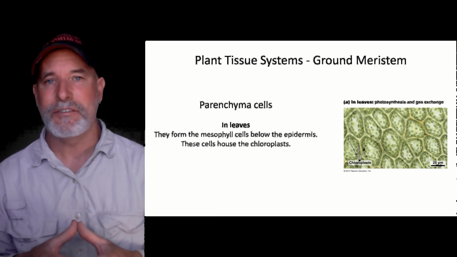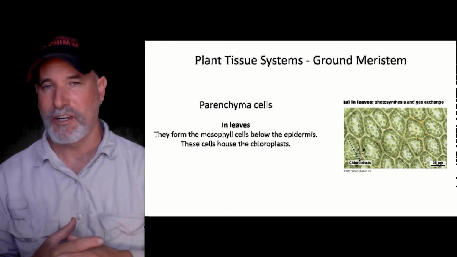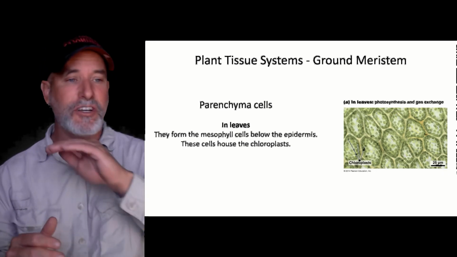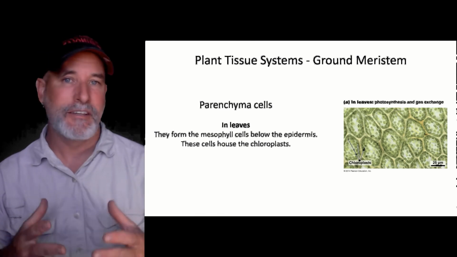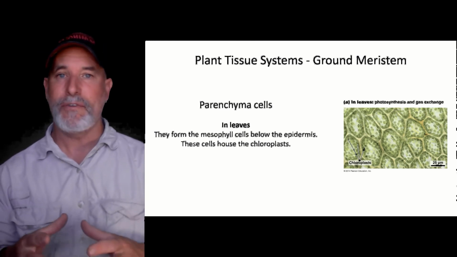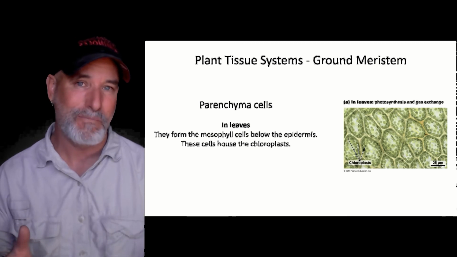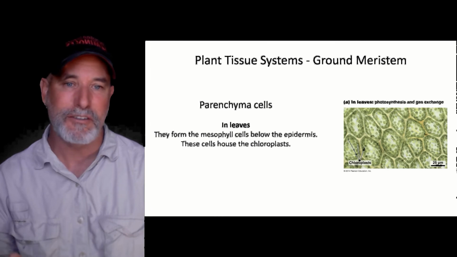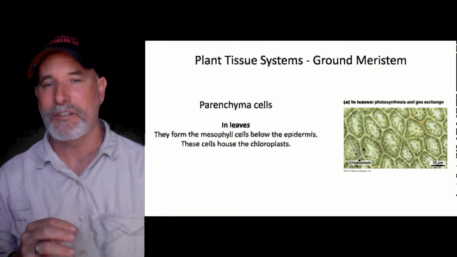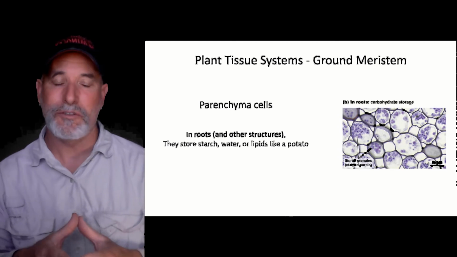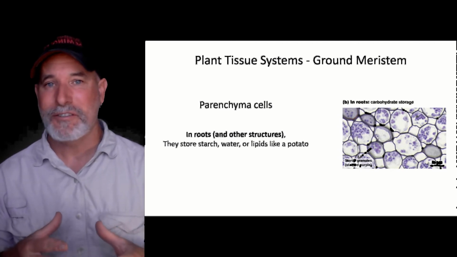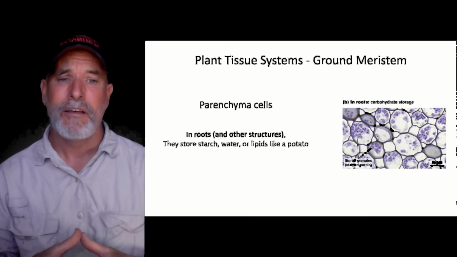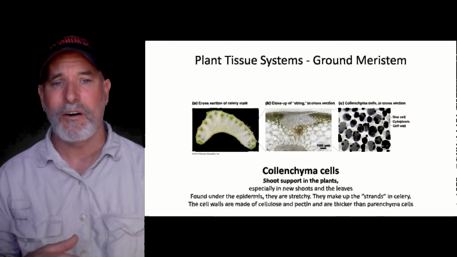Parenchyma cells in leaves form what is called a mesophyll cell. When you look at a leaf, that's mostly what you're seeing. It's just underneath the epidermis. And this is where all the chloroplasts are. So if you've ever seen a leaf under a microscope and you're looking at all the little chloroplasts inside that leaf, you are looking at the mesophyll cells, which is a type of parenchyma cell. Now roots. You get down into the roots and they can actually store water. You can form tubers like a sweet potato, and those are parenchyma cells as well.